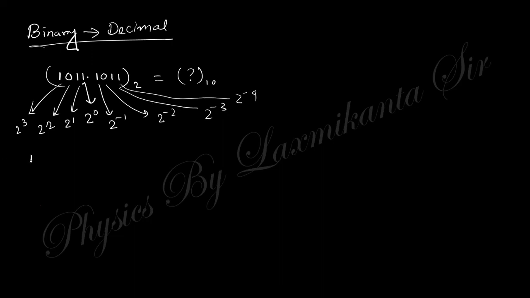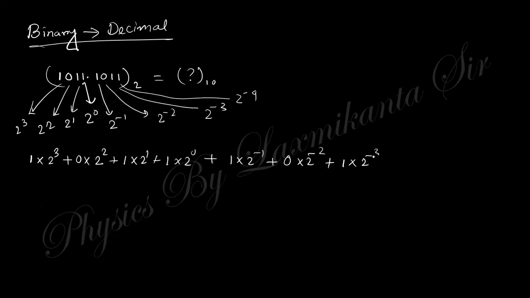So you can write that as 1 into 2 to the power 3 plus 0 into 2 to the power 2 plus 1 into 2 to the power 1 plus 1 into 2 to the power 0, then plus 1 into 2 to the power minus 1 plus 0 into 2 to the power minus 2 plus 1 into 2 to the power minus 3 plus 1 into 2 to the power minus 4.